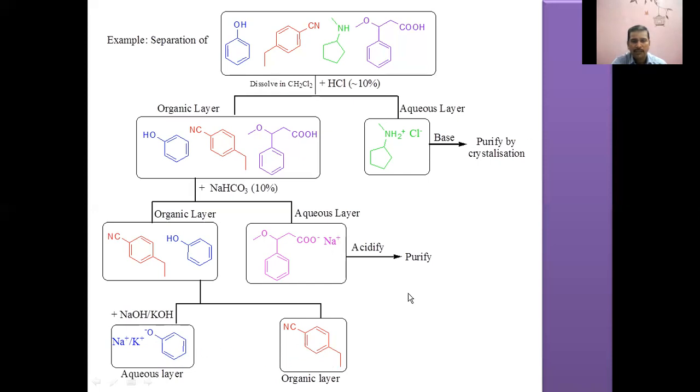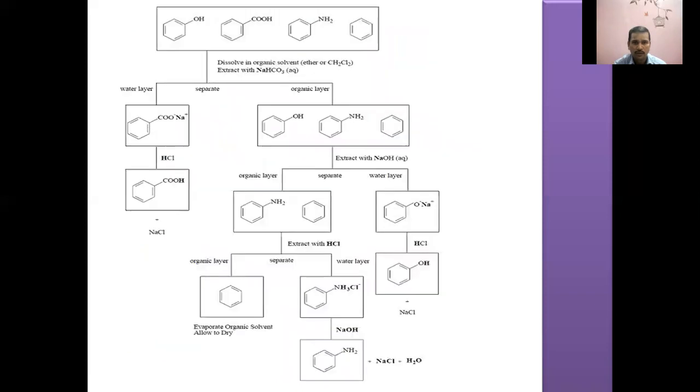Say methyl aminocyclopentane, phenyl methoxypropanoic acid, ethyl cyanobenzene, and phenol. They can be easily separated by this beautiful application, by this beautiful example. I have illustrated how to separate these four compounds. So like this, whether the sample contains 1 or 2 or 3 or 4 compounds, you can easily separate them, provided the reagents you have to use are known to you.